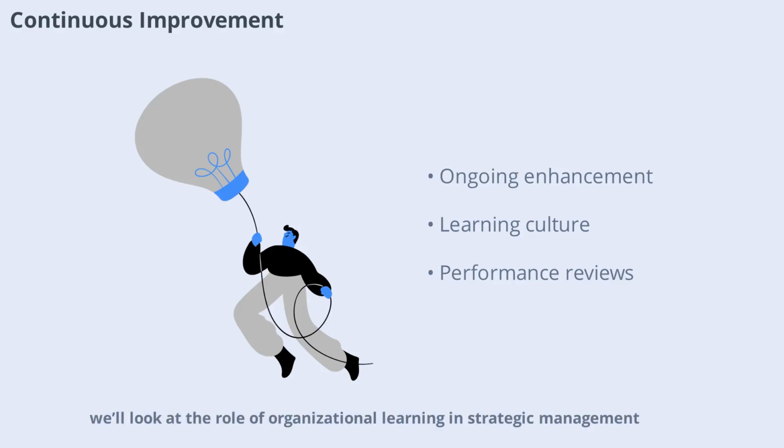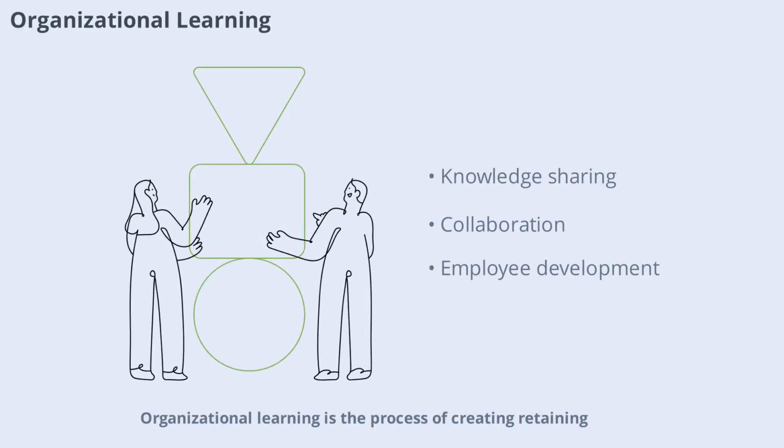Next, we'll look at the role of organizational learning in strategic management. Organizational learning is the process of creating, retaining, and transferring knowledge within a company. Learning organizations adapt quickly to changes and foster innovation. Encouraging knowledge sharing and collaboration helps businesses stay competitive. Investing in employee development and training is key to building a learning organization.